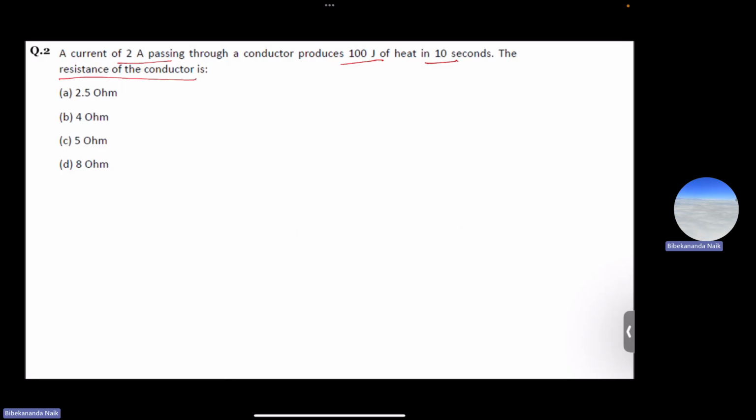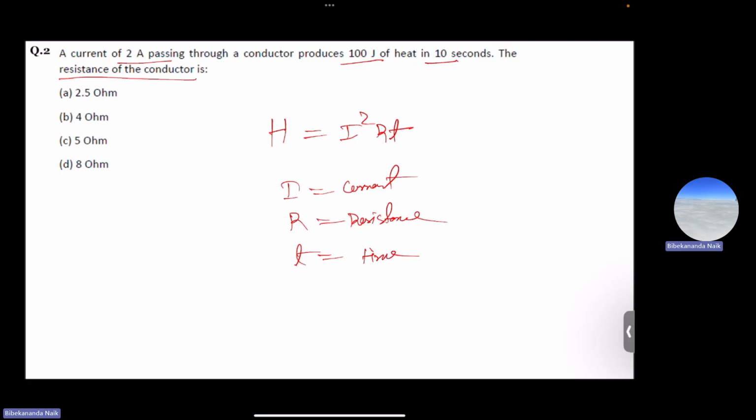So again, we know the amount of heat produced in a current carrying conductor is given as H equals I square RT, where I is the current, R is the resistance, and T is the time for which current is passing. So, what is the value of R? R will be H divided by I square T.